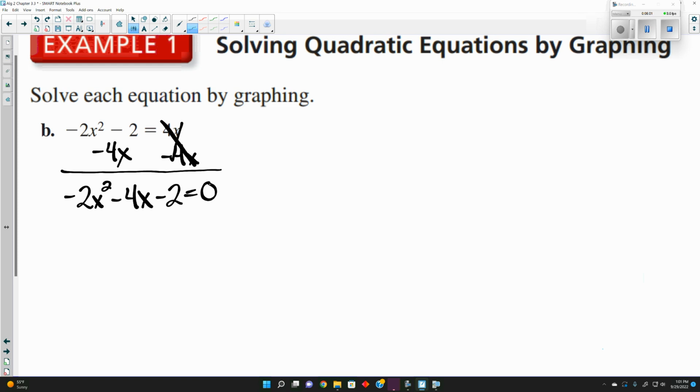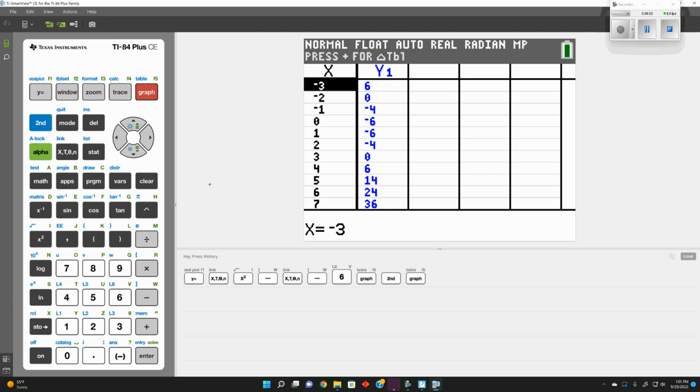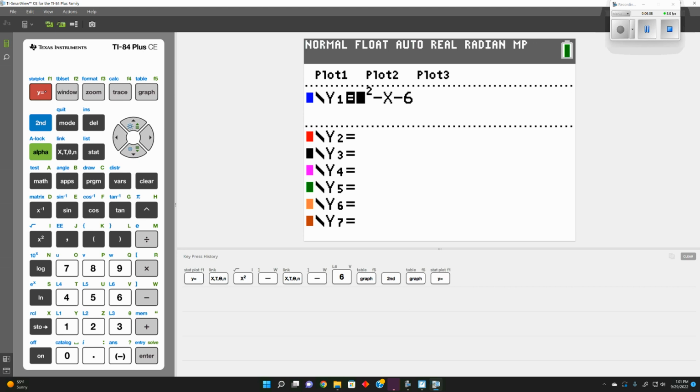Now when we type this in, we can go back to the graphing calculator and hit y equals to pull this out. Now we can clear it out so we don't have anything there. For negative 2, we need to actually type negative 2, x squared, minus 4x minus 2.